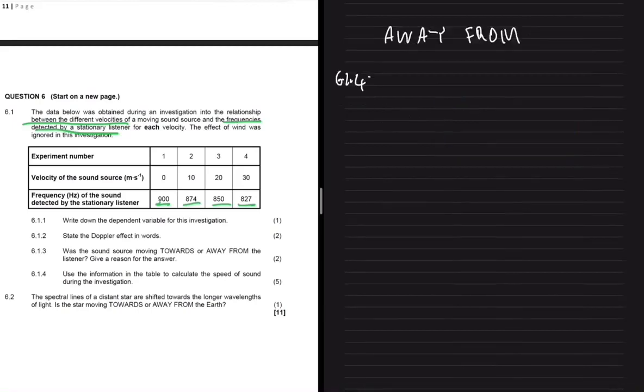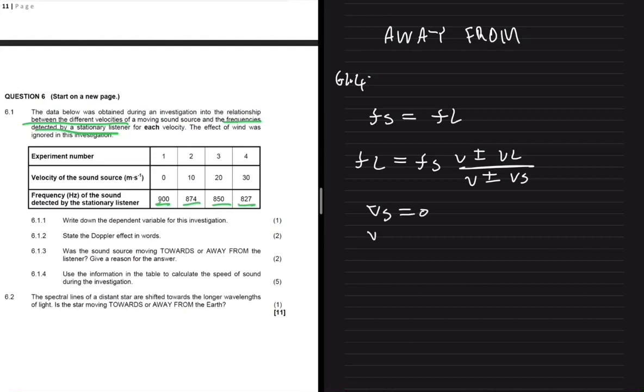6.1.4 says use the information in the table to calculate the speed of sound during the investigation. I think the trick of the question is to realize that for experiment 1, Fs equals FL. To elaborate, we know that FL equals Fs (V plus or minus VL) divided by (V plus or minus Vs). In experiment 1, the velocity of the source is 0. The listener is stationary, so the velocity of the listener equals 0.